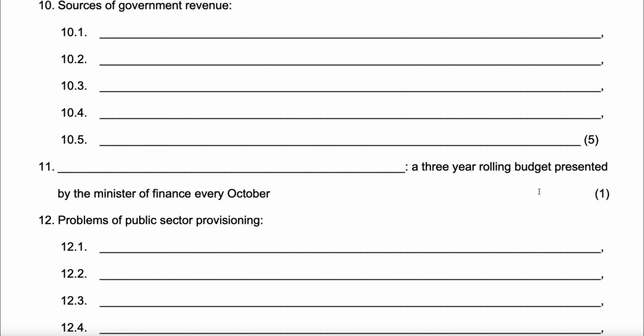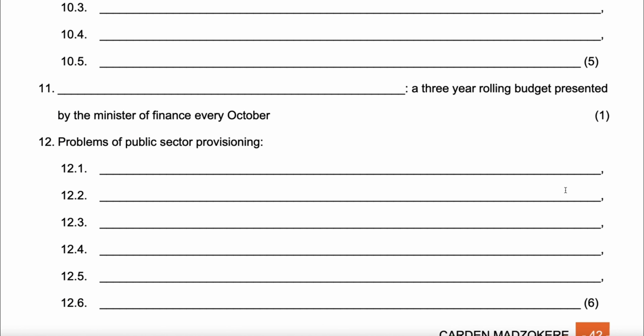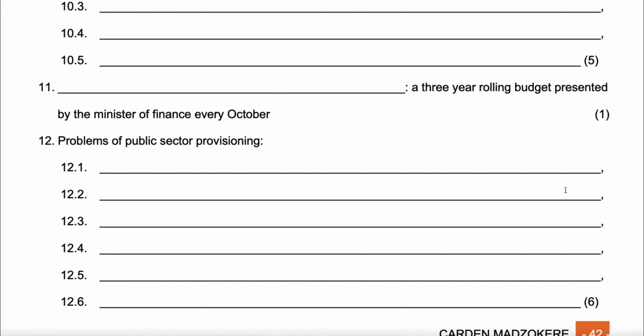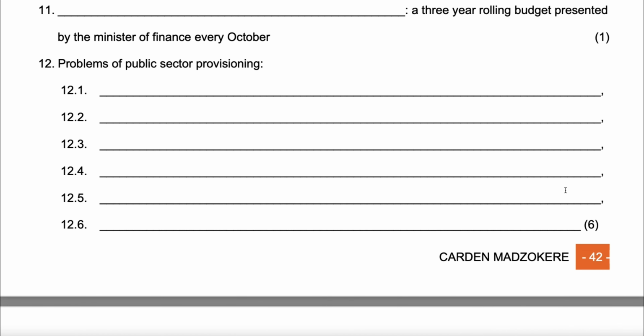Right, number 11, a 3-year rolling budget. Well, this question is repeating. I apologize for that. That's the medium-term expenditure framework. Right, then what are the problems of public sector provisioning? Well, the mnemonic I made for this one is PAPAPE. Okay, so the first P, let's start with privatization. A, that's accountability. P, that's parastatals.